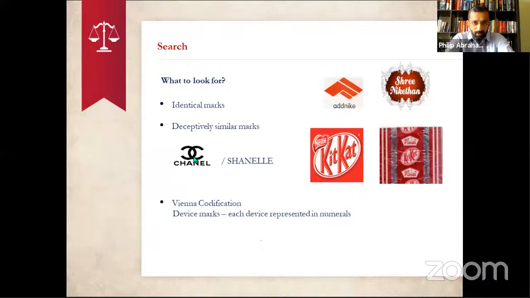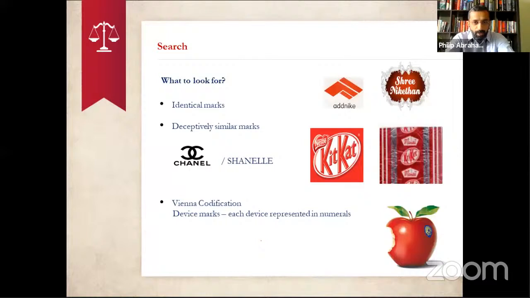Now, this was another interesting matter that we did. If you know, Chanel is one of the leading perfume brands in the world. And there was another gentleman in India who was doing Shanelle, and he was doing it for handkerchief perfumes. So when Chanel sued Shanelle, this gentleman came and his defense was that they are pronounced differently. So when you are applying or searching for a trademark, you must look for marks which have phonetic equivalence. This is Chanel, and the other is also Chanel.